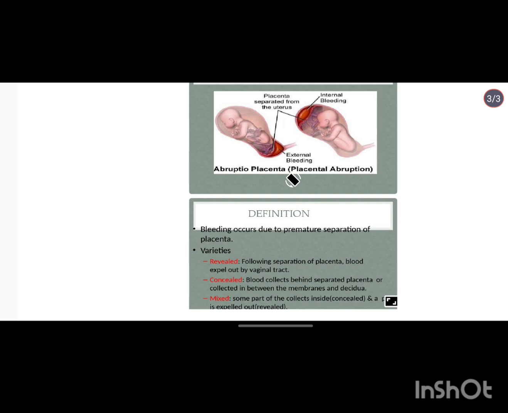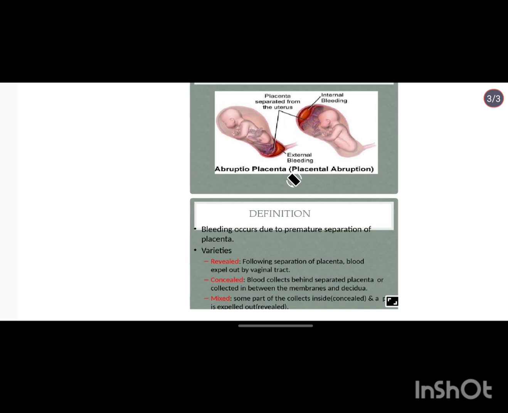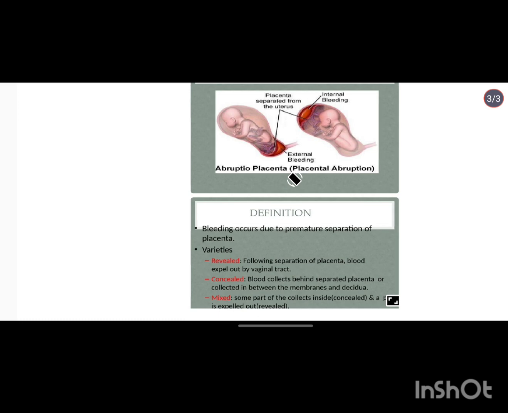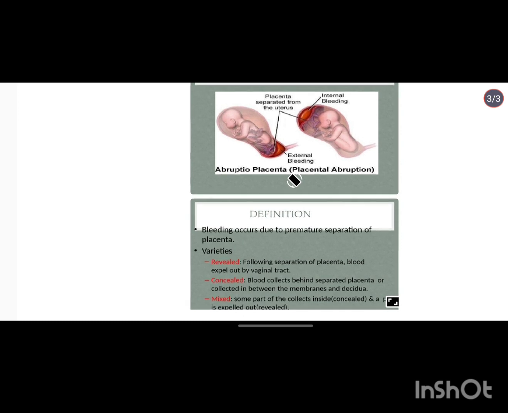Whereas concealed is where the placenta gets separated but the blood starts getting collected between the membranes and the decidua. And the third is mixed, which is a combination of these two, that is revealed and concealed, where some part of the blood collects inside the membranes and some part is expelled out. So that is why it is called as mixed. So there are three varieties of premature separation of placenta: revealed, concealed and mixed.